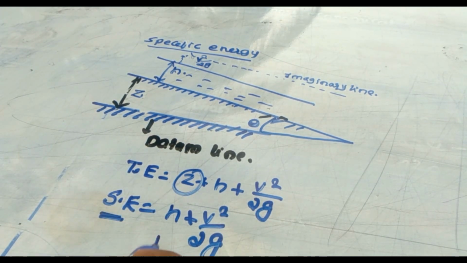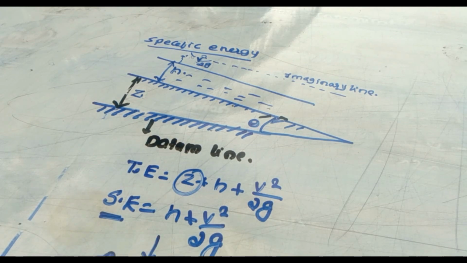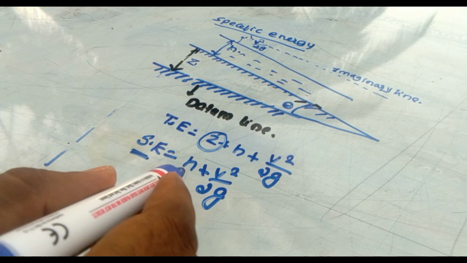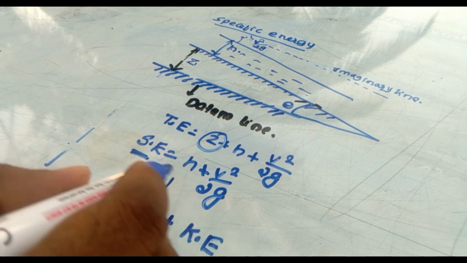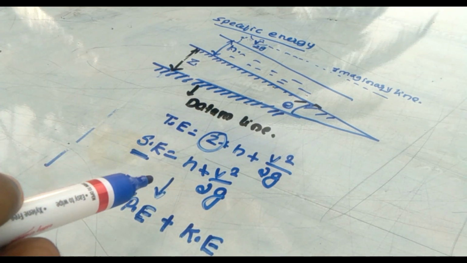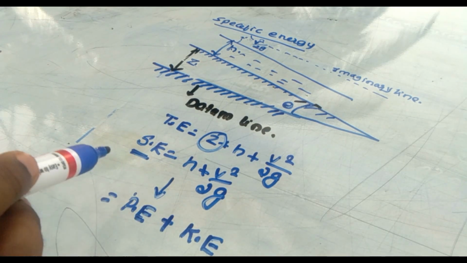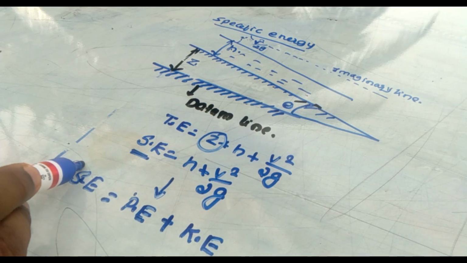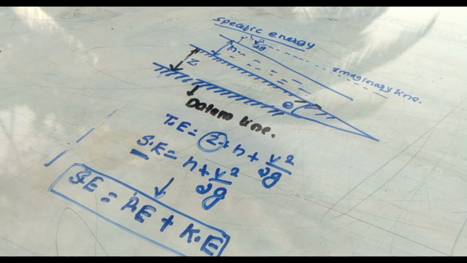This we are calling specific energy. The energy created from the height of the water is called potential energy, and then kinetic energy. Whatever energy we need to calculate, we use this for the calculation of energy. Specific energy is equal to potential energy plus kinetic energy. At the bottom of the tank, whatever energy is produced, we need to measure. Using this method we can measure the energy at the bottom of the tank.